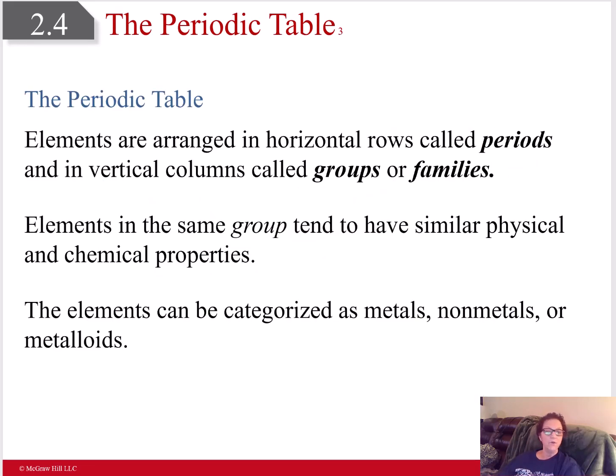So elements are arranged in rows, which we call periods, okay? So they go across, or horizontal, and then vertical columns are groups or families, okay? Elements in the same group, that is the column, have similar physical and chemical properties, and they can be categorized as metals, nonmetals, or metalloids, and we have those in certain areas as well, so we can kind of keep an eye on them.